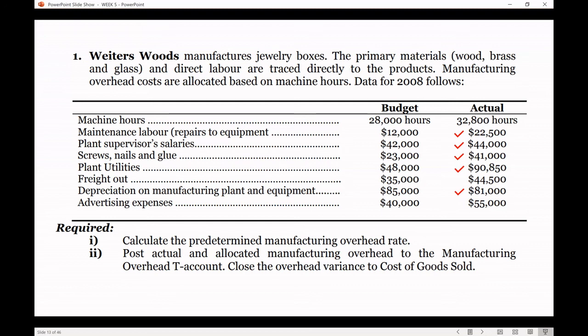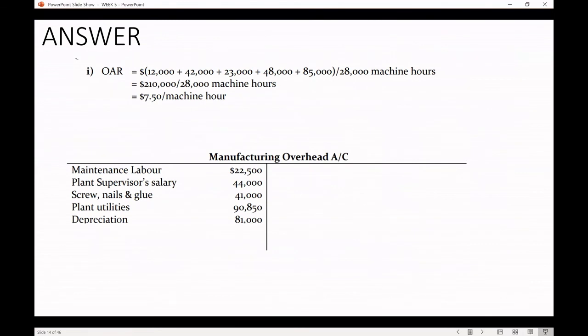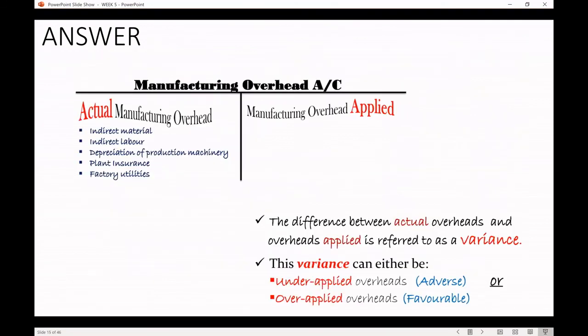Freight out and advertising are not manufacturing overheads. So despite the fact that you have budgeted and actual information for them here, it's just a distraction, right? We won't be using it. So what we're doing is taking these actual costs and we're putting them on what? The debit side, right? Because actual cost goes on our debit side. What we do next, we need to find the applied, right? And we said before that this is something we have to calculate.